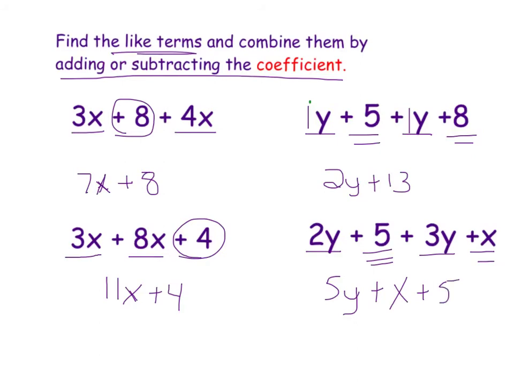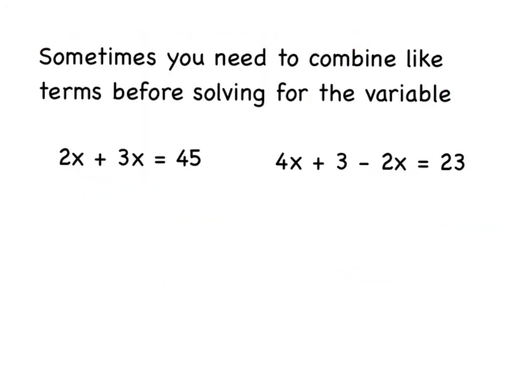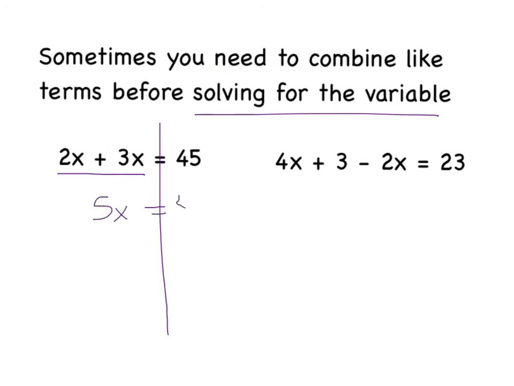combined with. So sometimes we need to combine like terms before we can solve for the variable. If there are any like terms on the same side, we can combine them to make the equation easier. So for example, this right here has a 2x and a 3x on the same side. So we can make that 5x, and now it becomes a very simple one-step equation.